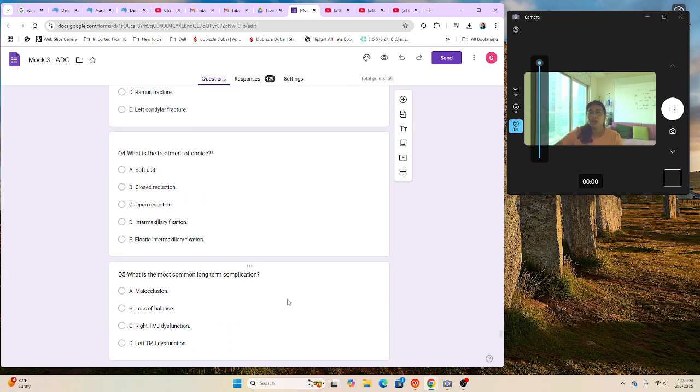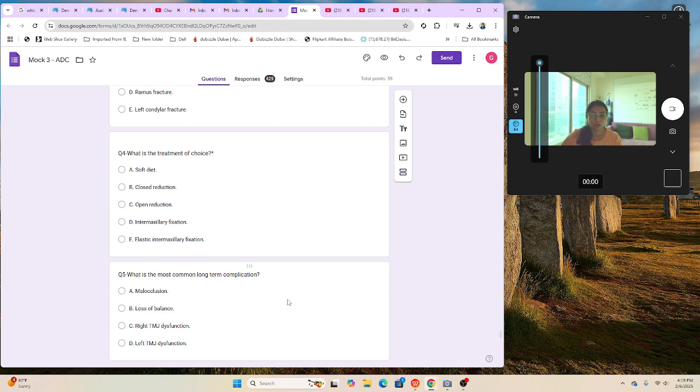Alright. What is the most common long-term complication? Most common. Most. Again a keyword, again a repetition. If I remove the word most, it becomes what's the common complication? It means all the options that would be given would be correct. There is no right, there is no wrong. They are all correct. You have to choose the most common.